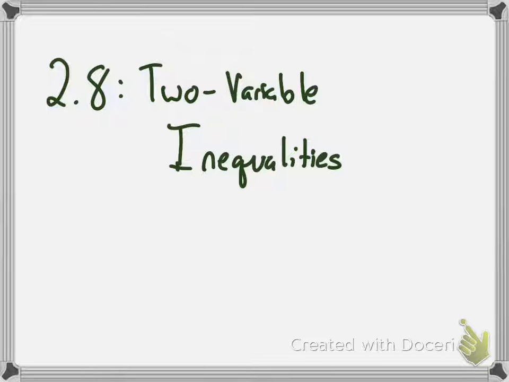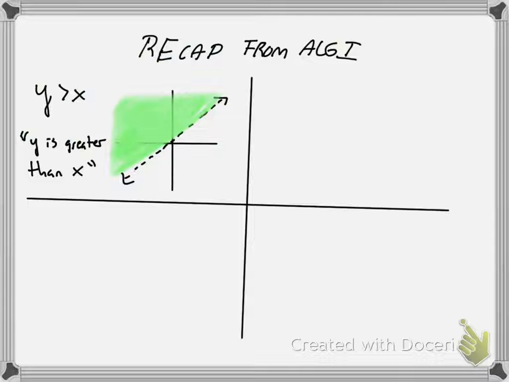In section 2.8, we're going to talk about two variable inequalities. So today we're going to be graphing absolute value equations again, except now we're also going to include an inequality aspect of it. So graphing above or below and shading. Before we get into that, let's just recap from Algebra 1.